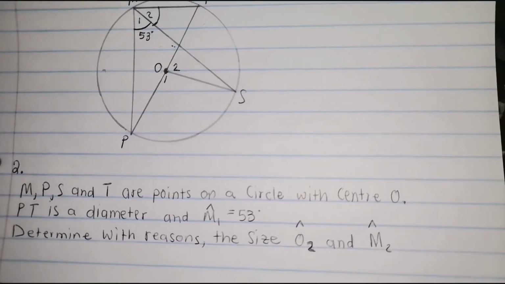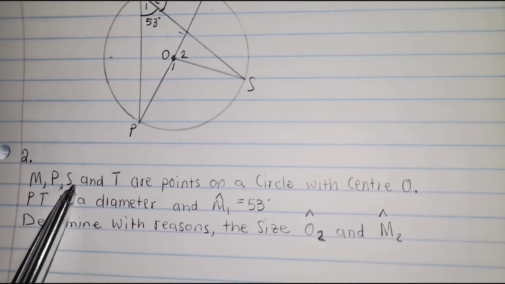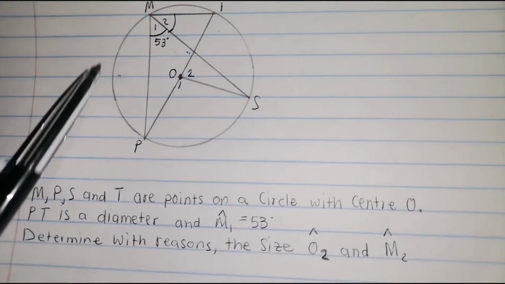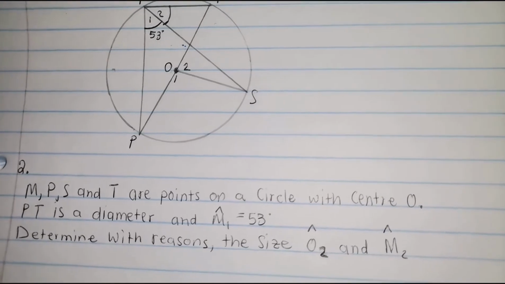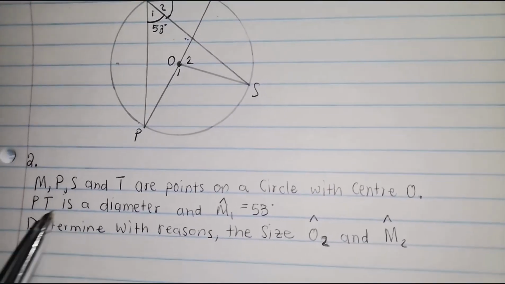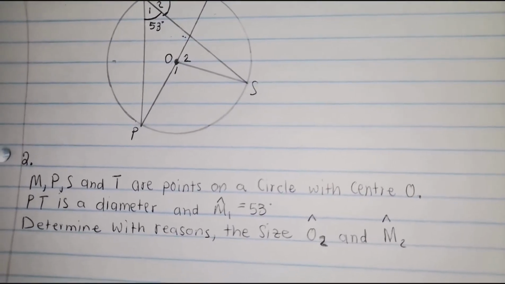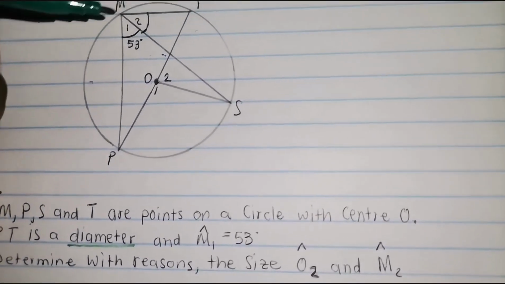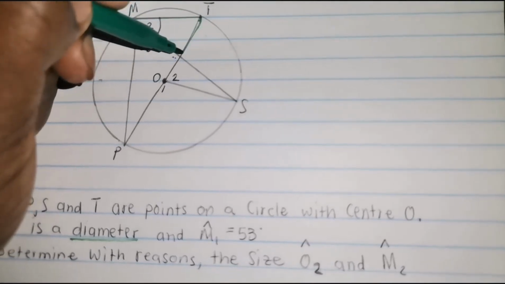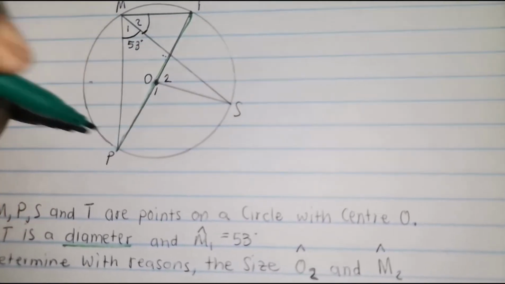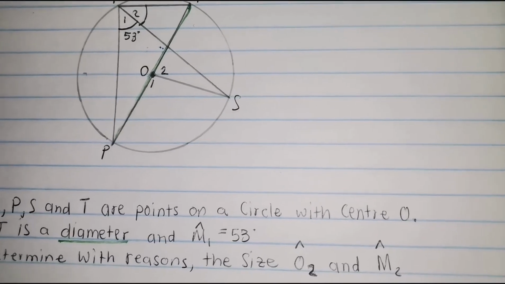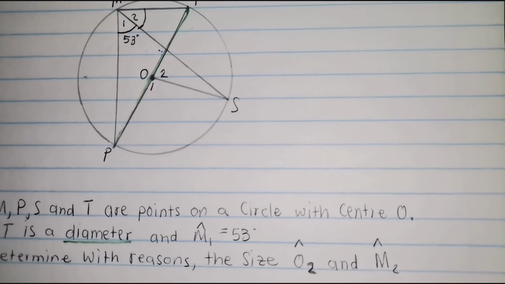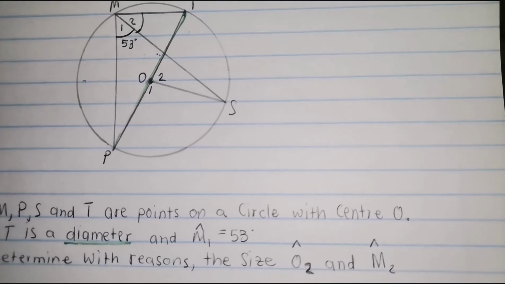Number 2 says that M, P, S and T are points on a circle with center O. M, P, S, T are just points on a circle. PT is a diameter. So diameter PT. Where is PT? Here's PT. What do you know about diameter, guys? Remember, I just taught you how to identify diameter and what are its components.